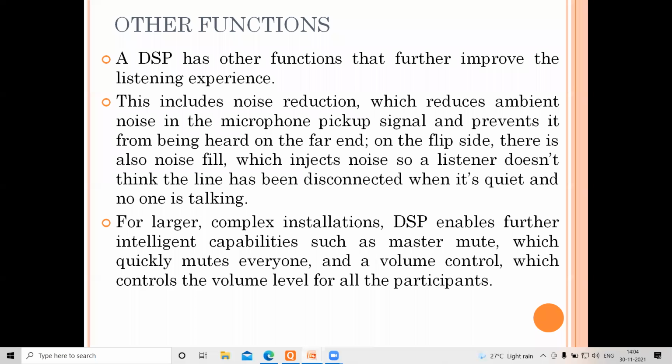Then there might be other intelligent capabilities. You'll have to have master mute, which quickly mutes everybody, and volume control, which will control the volume of each. Probably you have this now when we are using Zoom; all these capabilities are required. And your teacher would have given me, as a host, the control wherein I can allow somebody to talk, or I may not allow it.